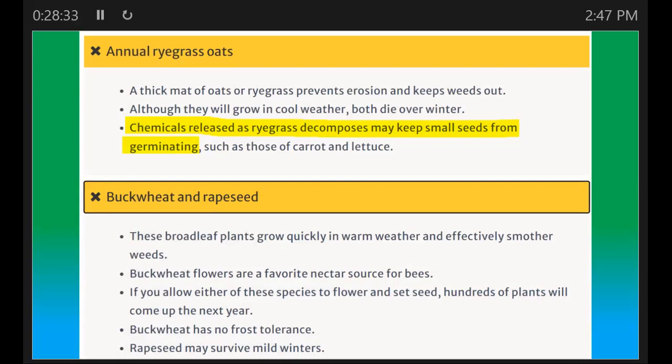So you have to know a little bit about the cover crop. You can't just willy-nilly grab anything and call it good. Chemicals released by ryegrass may keep small seeds from germinating. So you don't want carrot and lettuce.